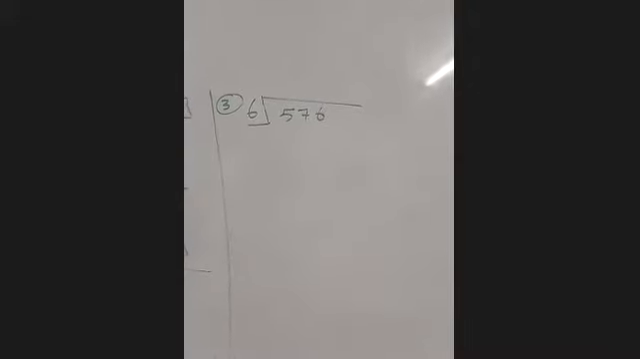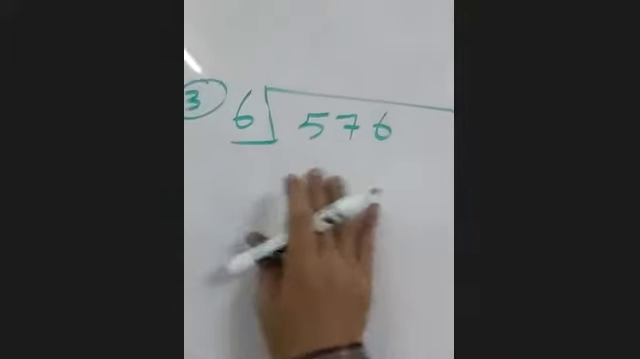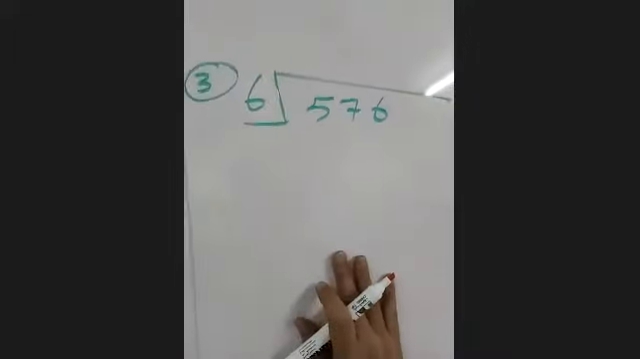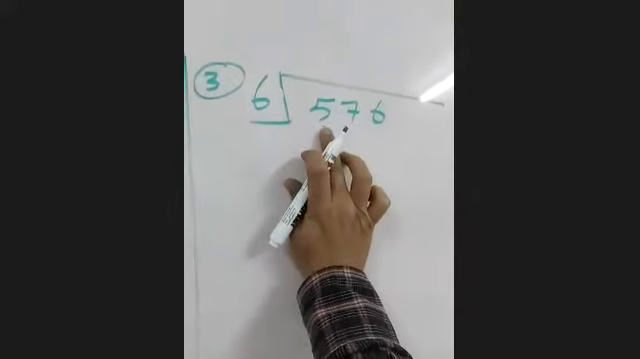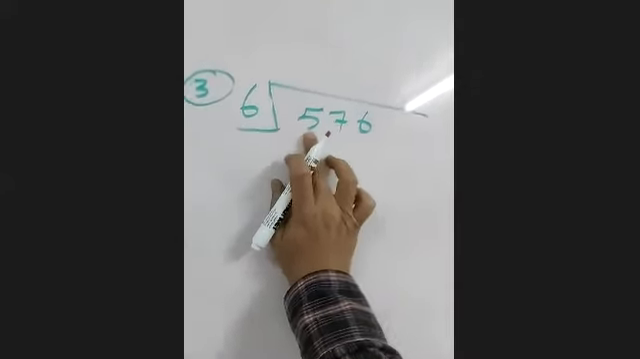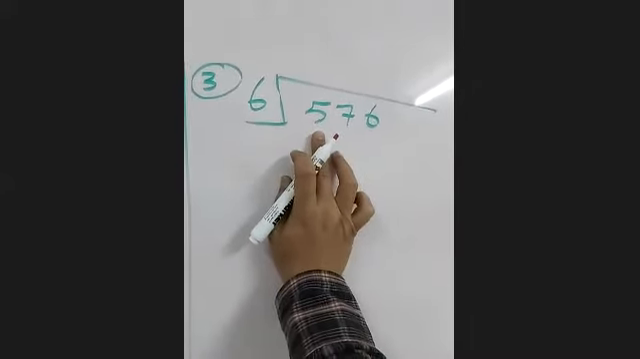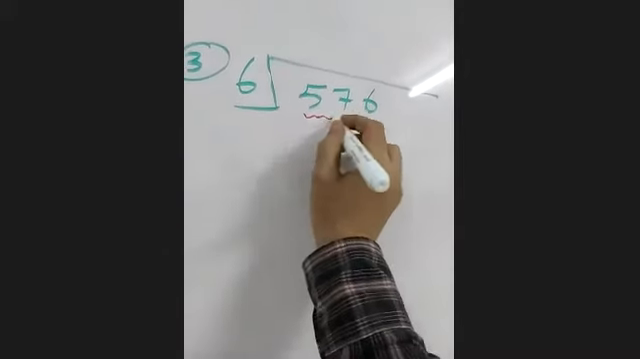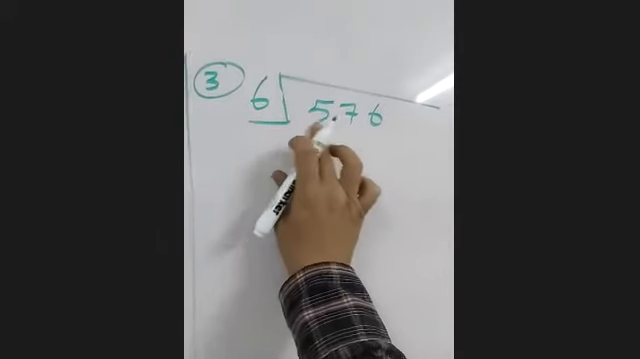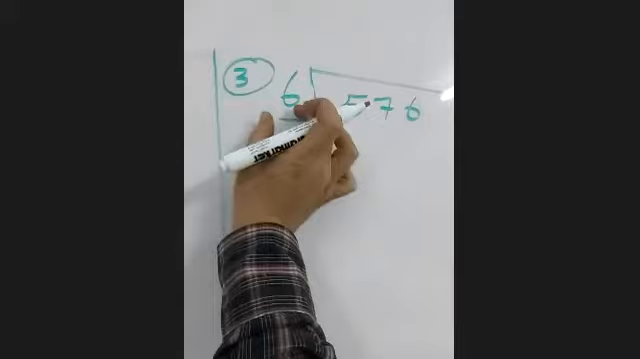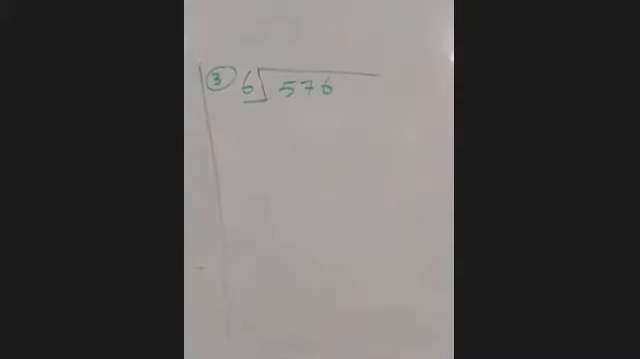One up and six down. Wait, from where do we start here? From which number? Five. Five is less than six. Can we start with five? No. So what will we do? Take from the seven. Now we have a new number. What is it? 57. Yalla, 57 divided by 6. How much? Do you know the timetable of 6?